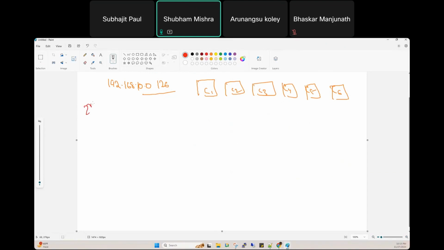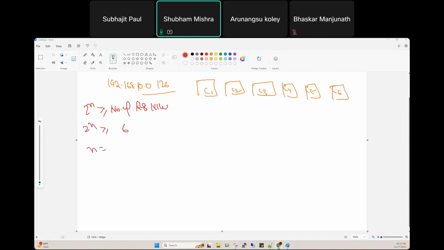Again, same formula: 2 to the power n is greater than or equal to the number of required networks. How many networks do you require now? 6, because you have 6 clients. So 2 to the power n is greater than or equal to 6. What will be the value of n?